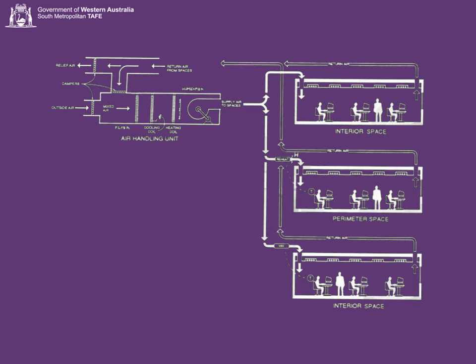Generally, this ducted system is feeding much more than just one room. It's feeding a series of rooms throughout the building. There may be interior spaces, perimeter spaces or whatever, but this system is feeding a series of rooms and the return air is coming back to this system.